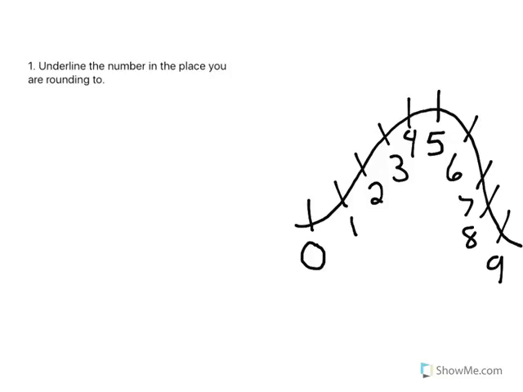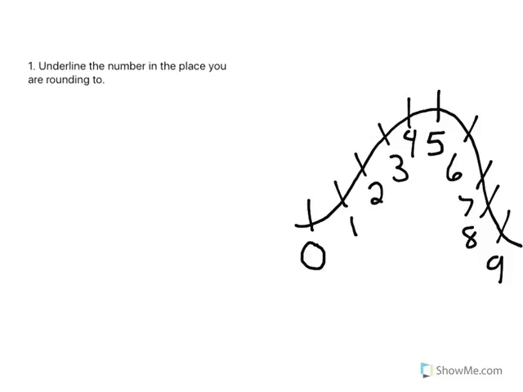Okay, so your first step is to underline the number in the place you are rounding to. For example, if we're rounding to the tens, then you underline the number that's in the tens. If you're rounding to the hundreds, then you underline the number that's in the hundreds. In third grade, those are the only two places that you're going to need to round to, either the tens or the hundreds.